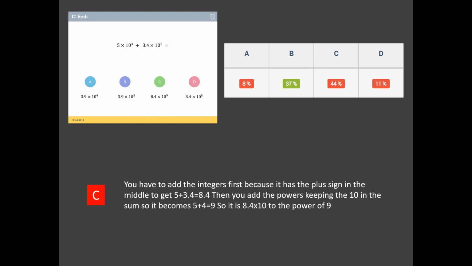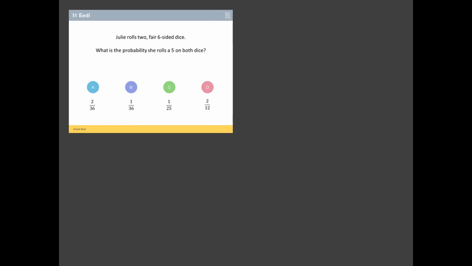Okay, what's the worst answered question? Well, here it is, probability. Julie rolls 2 fair 6-sided dice.